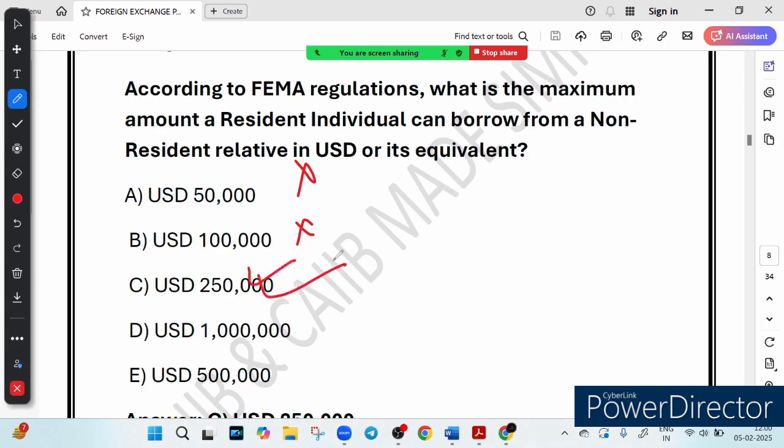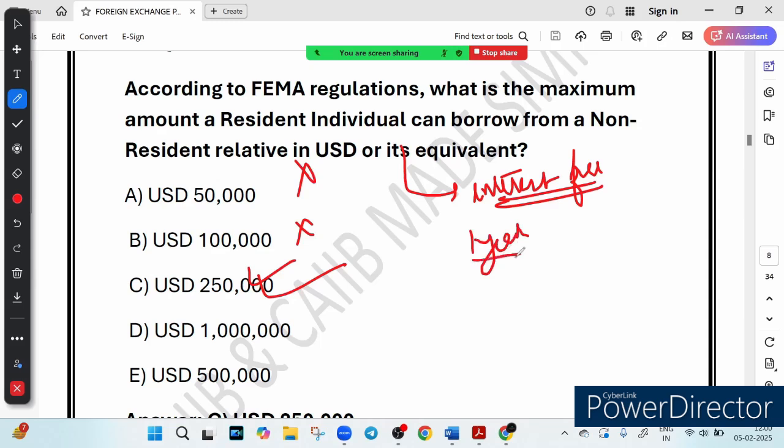FEMA allows a resident individual in India to borrow up to USD $2.5 lakh from a non-resident relative. You should know about this loan: it must be interest free and have a minimum tenure of 1 year. You should know about it.